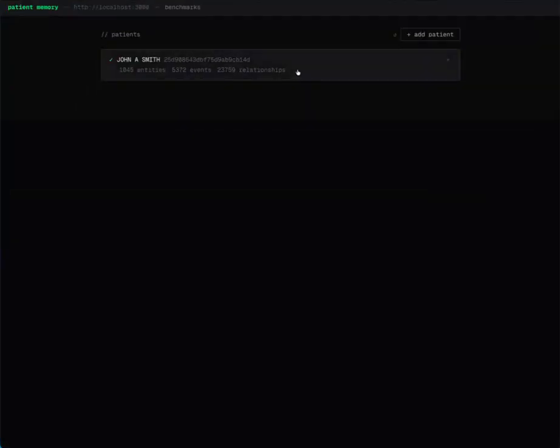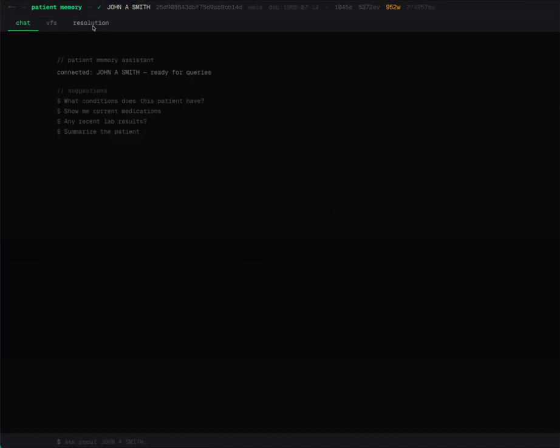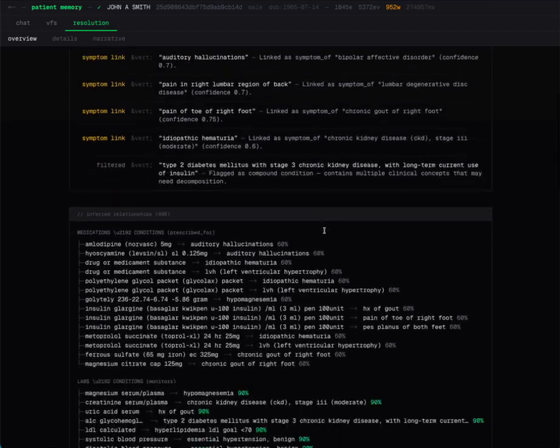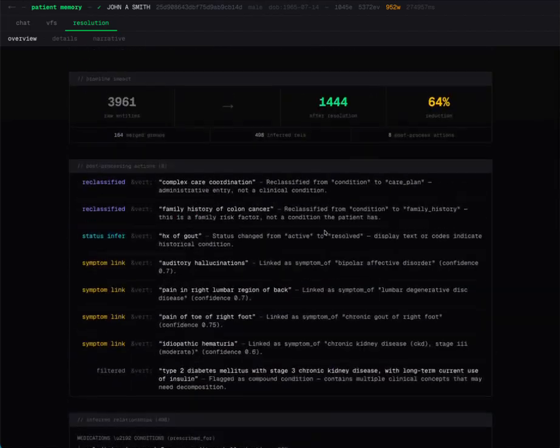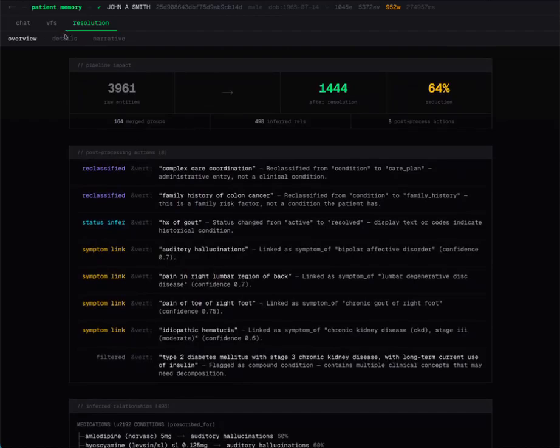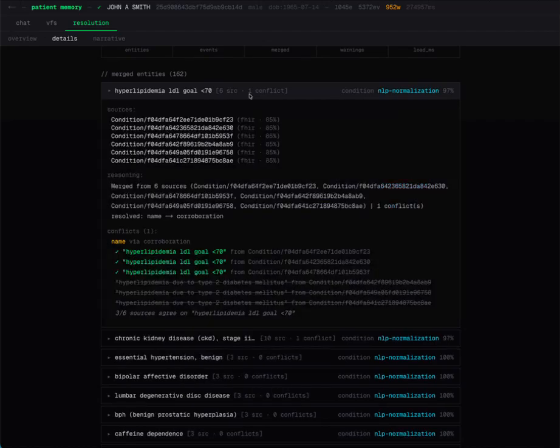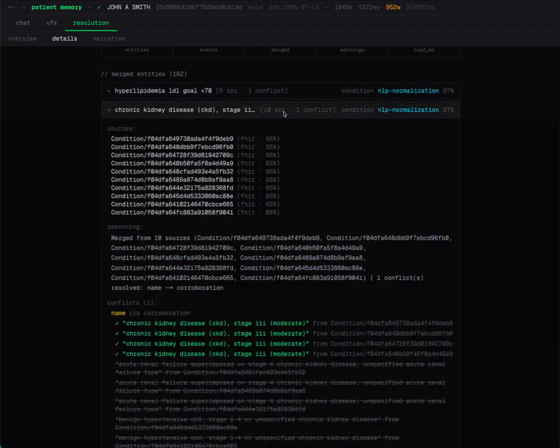When the data comes in, patient memory doesn't just store it. It processes it, it resolves it, and it keeps an auditable record of exactly what was done. John's raw record contained roughly 4,000 clinical entities, and after deduplication, we're down to 1,444. That's a 64% reduction with no loss of clinically meaningful information. Those entities cover the full picture: conditions, medications, lab results, and more. And it's all deduplicated, normalized, and ready to reason against. As you can see here, we have a few examples of us deduplicating and normalizing the information.